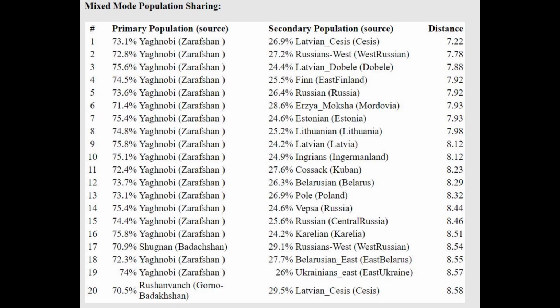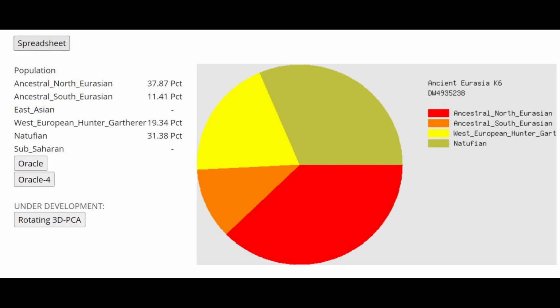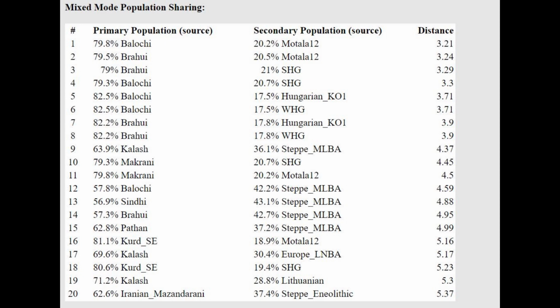With the Oracle, he's getting modeled as a mixture of Yagnobi plus various North Europeans. This is what he scores with Ancient Eurasia K6. Interesting that he doesn't score any East Asian here. I wonder what's the reason behind this. With the Oracle, he is closest to Pashtuns and Tajiks and Lezgin. Lezgin actually come at number 3, so he is quite similar to Lezgin too.